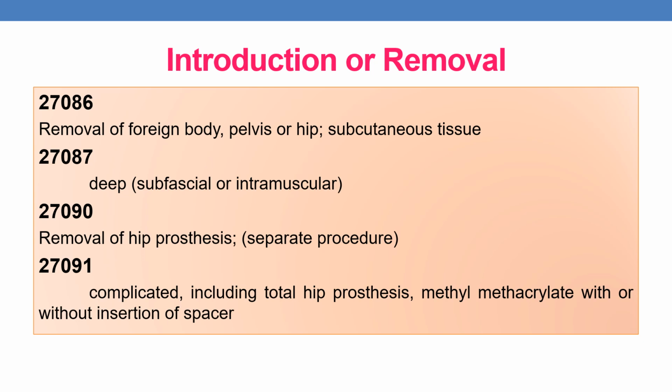The next is 27090. It deals with removal of hip prosthesis, and it is a separate procedure. The next is 27091. It deals with removal of hip prosthesis, complicated, including total hip prosthesis, methylmethacrylate with or without insertion of spacer.